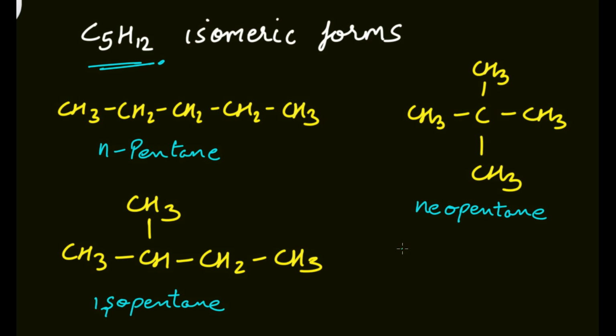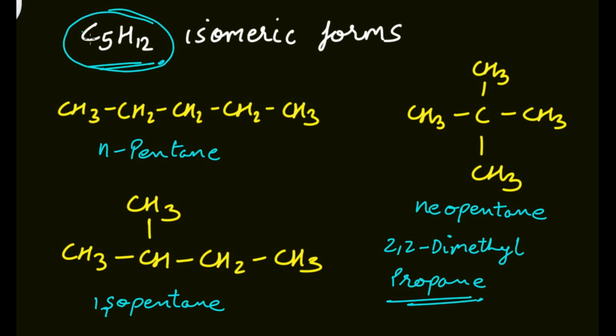The IUPAC name will be 2,2-dimethyl propane. Right? You can also write it like this. Now, why are these isomers? Because they have the same formula. The formula is C5H12 in all these cases.